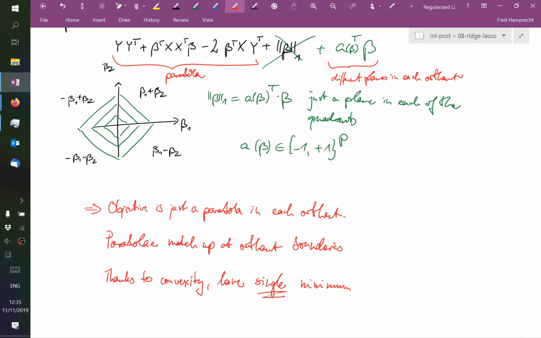Parabolae, the plural of parabola. So the objective is just a parabola in each orthant, and the parabolae match up at the orthant boundaries. Thanks to convexity, we have a single minimum. Orthant is just the generalization of quadrant to higher dimensions.